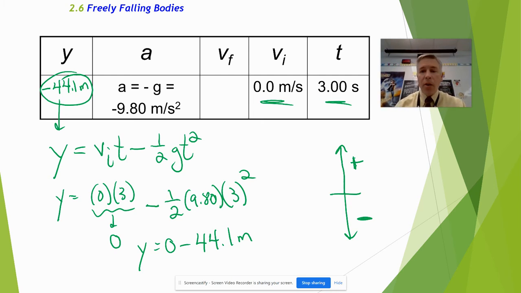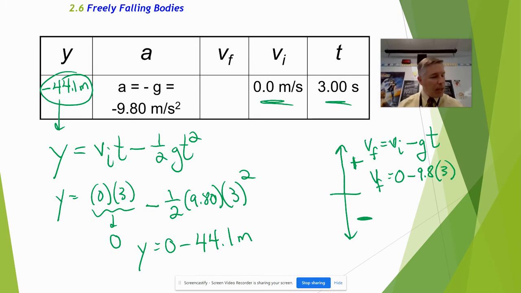VF, how would I solve for VF? I think the best equation is that VF equals my VI minus G times T. So I would take my 0 minus 9.8 times 3. And so if I just take 9.8 times 3, that's going to be 0 minus 29.4. My VF would be a negative 29.4 meters per second.